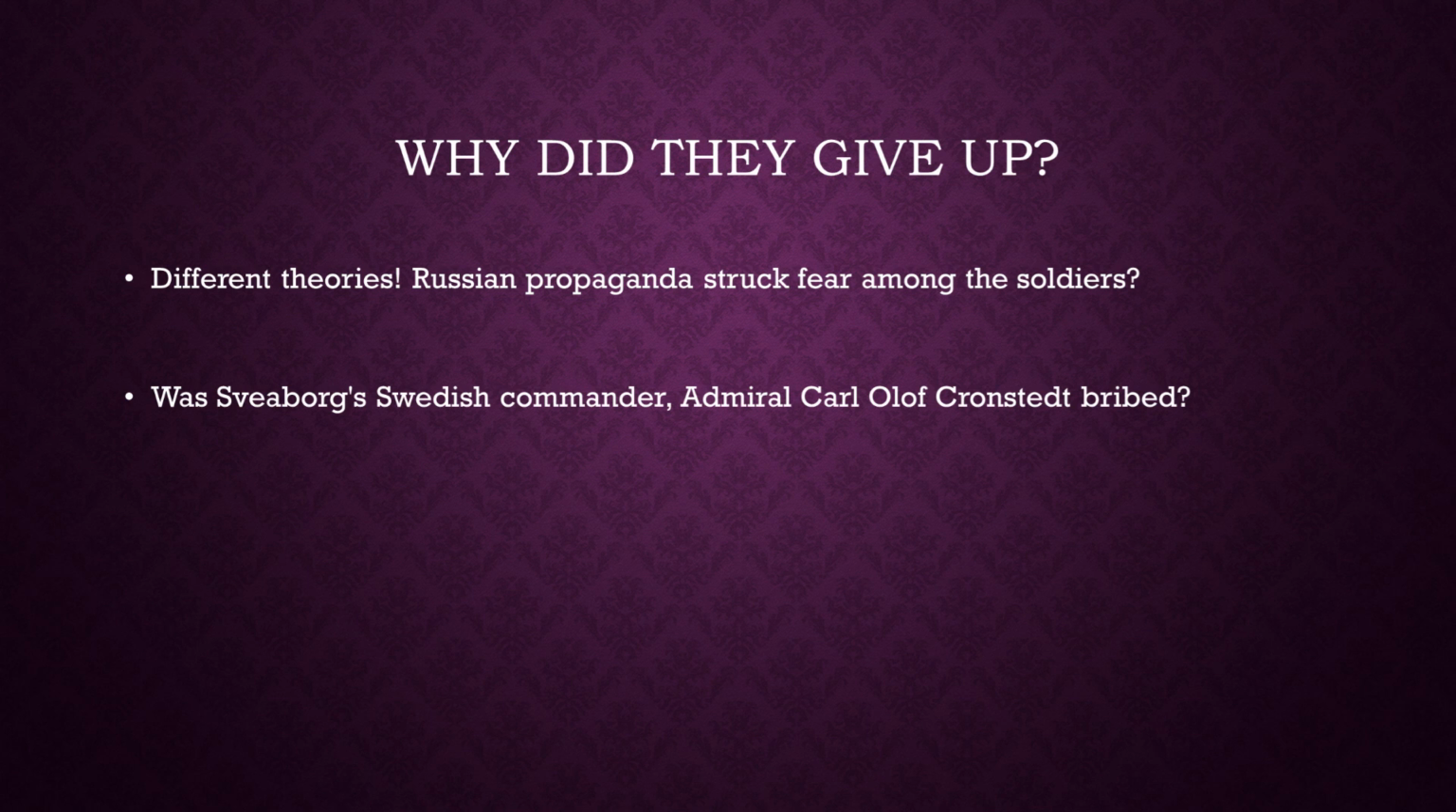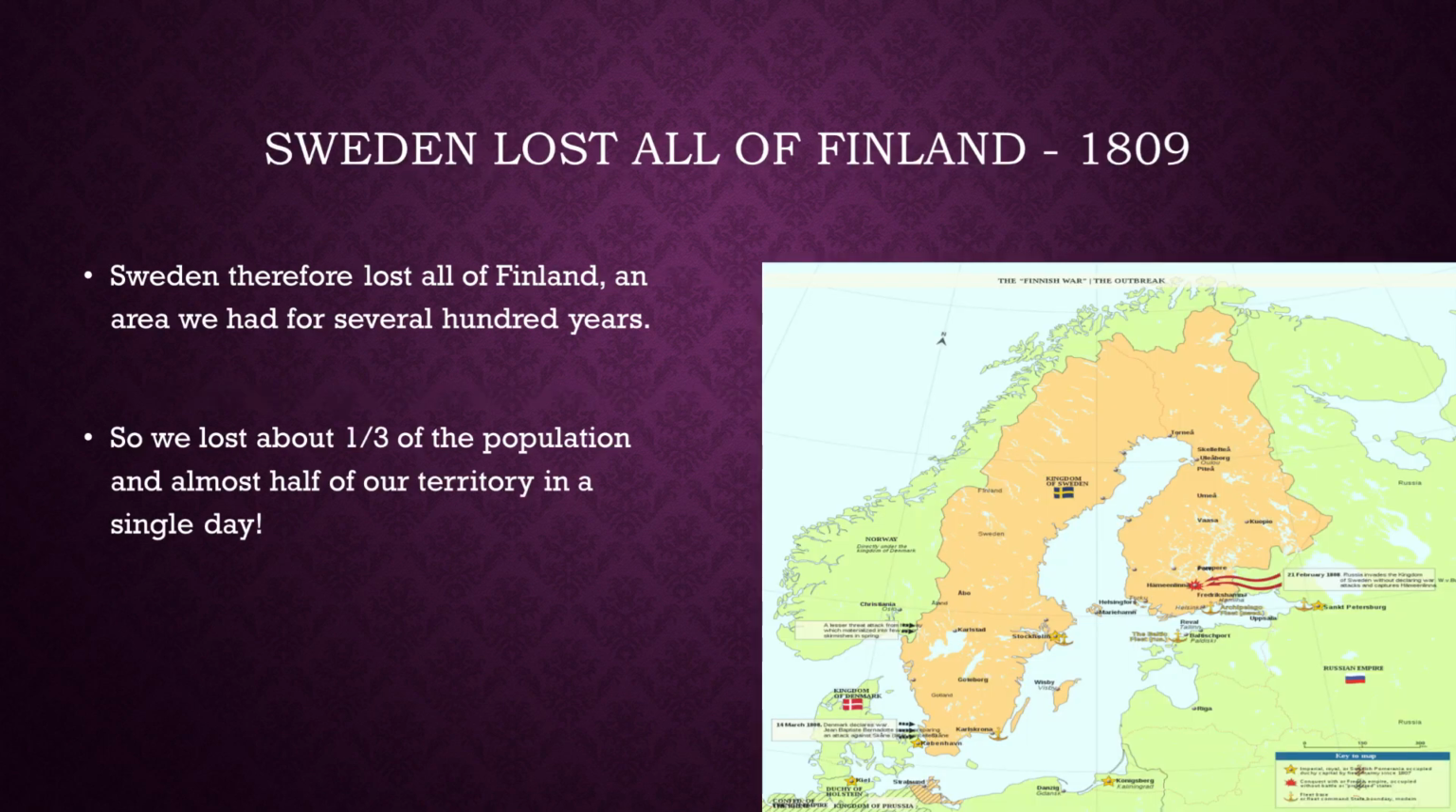Why, you might ask? Well, there are different theories. Russian propaganda might have struck fear among the Swedish soldiers, but it could also have been that Sveaborgs fästning's Swedish commander, Admiral Karl Olof Kronstedt, had been bribed. Sweden, however, lost all of its territories in Finland.